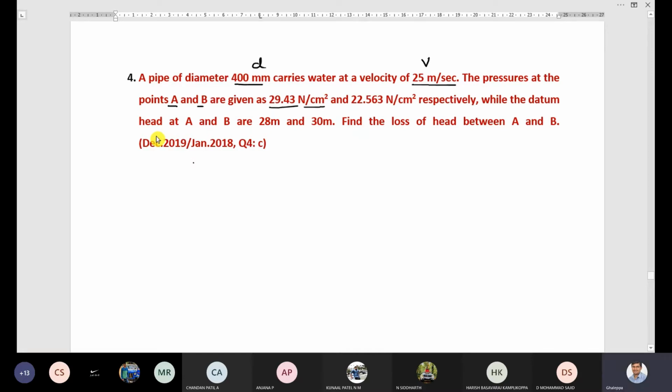Sometimes the unit may be in bar or it may be in Pascal. So be careful and maintain homogeneous units. All units should be in SI unit. Here centimeter is there, you convert into meter. So what we do, we will write the solution part. Solution.